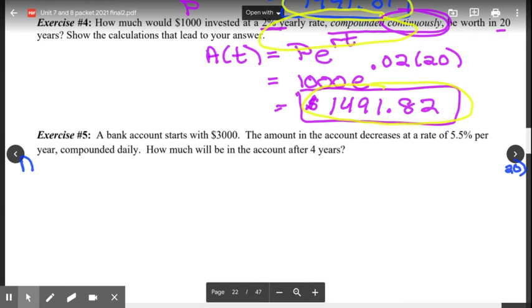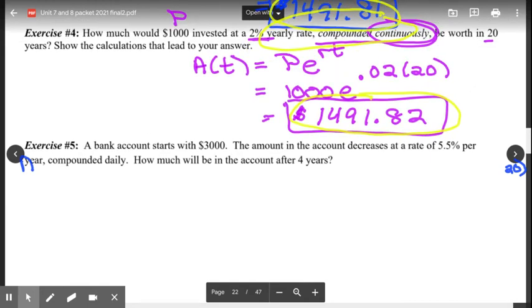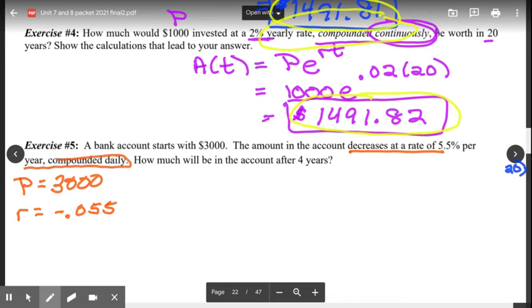Okay, last one. And this one is different. Last one on this page, I should say. A bank account starts with $3,000. So over here, I'm just going to write P equals 3,000. The amount decreases at a rate of 5.5%. So it's negative 0.055. I move my decimal 2 places left per year, compounded daily.